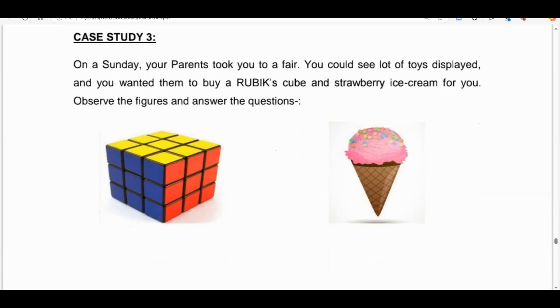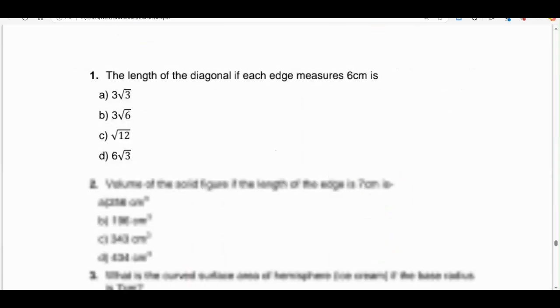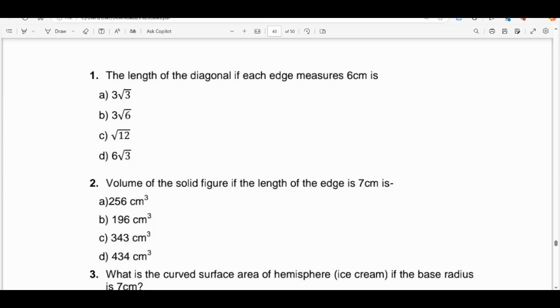Observe the figure and answer the questions. So yeah, they're asking you to find the length of the diagonal. The length of the diagonal if the edge measures 6 meter is. So here what will be length of the diagonal? That will be square root 3 into edge.